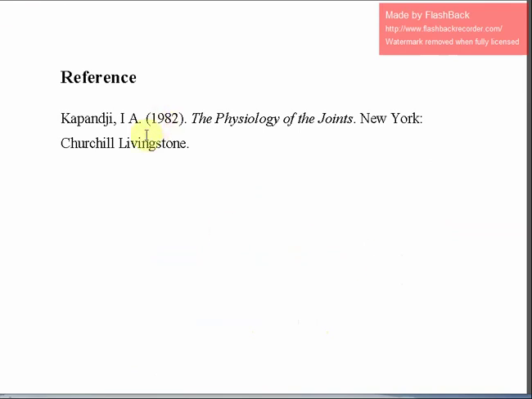So for reference, you can see the book by Kapandji, which I have taken, The Physiology of the Joints, Kapandji, New York, Churchill Livingstone.